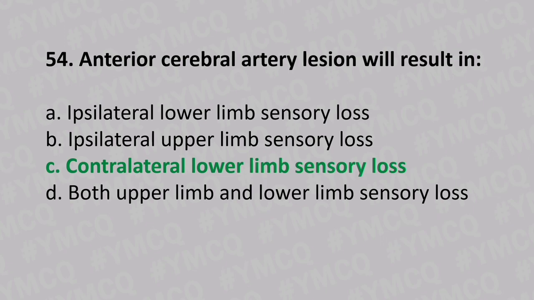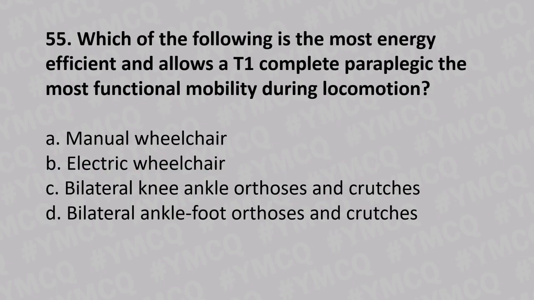Moving to our 55th question. Which of the following is the most energy efficient and allows the T1 complete paraplegic the most functional mobility during locomotion? Option A, manual wheelchair. Option B, electrical wheelchair. Option C, bilateral knee ankle foot orthosis and crutches. Option D, bilateral ankle foot orthosis and crutches. And the answer is option A, manual wheelchair.